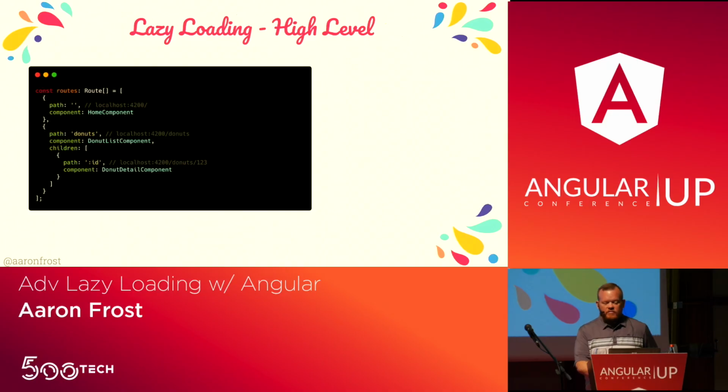So at a high level, here's a very simple app, right? This app has 3 routes that we can see. It has a home route, a donuts route, and a donut details route, right? This is a route configuration for an app where we would view donuts.